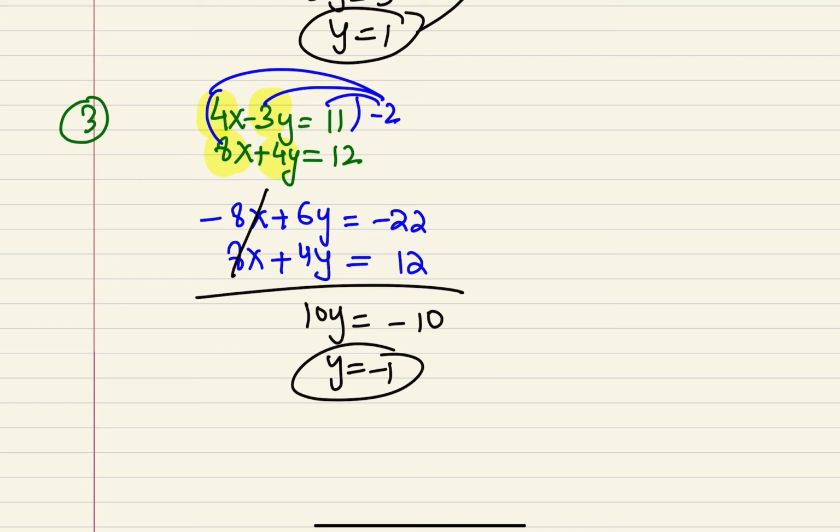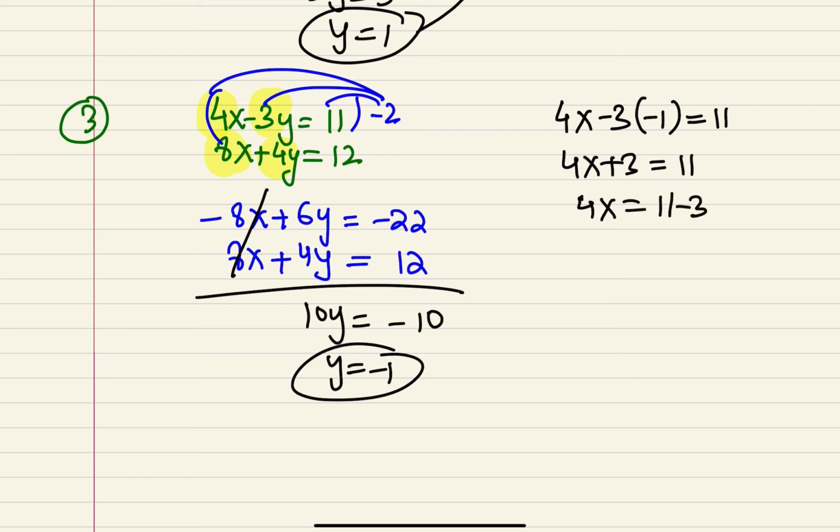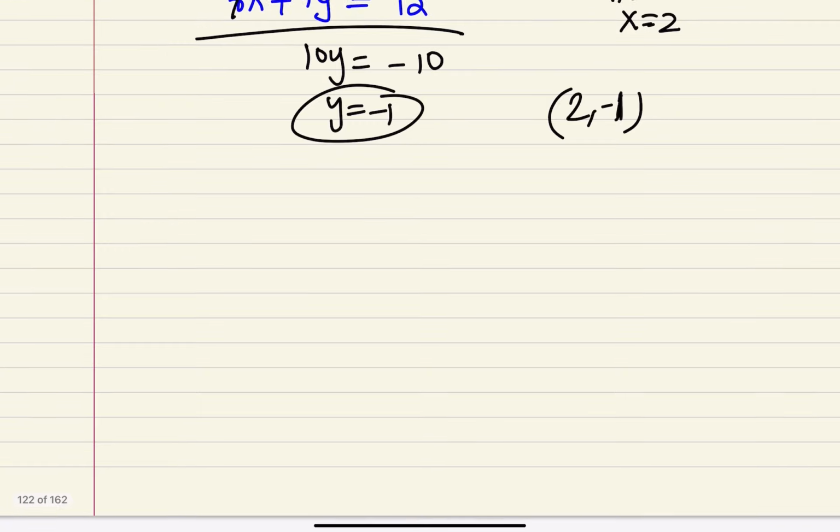Now, to figure out the x value, we can replace y by -1 into the first equation or the second equation. So I'm going to go ahead and do that in the first equation. 4x equals 11, take away 3. 4x equals 8, x turns out to be 2. So my solution set here is 2 comma negative 1.